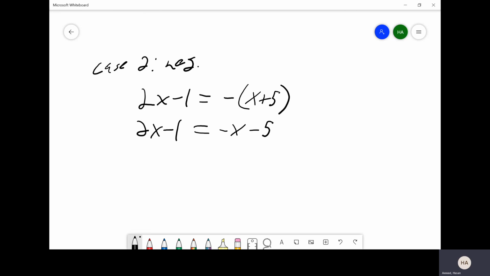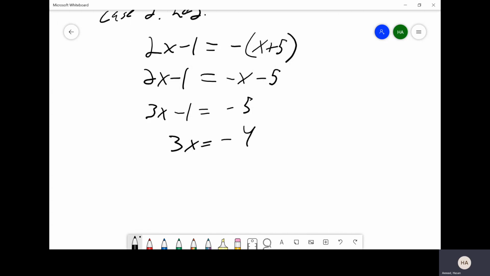And now, once again, we go through the same process of isolating our variables. So because we have a negative x on one side, I'm going to add that to the other. So we add x to both sides. We get 3x over here minus 1 is equal to negative 5. And then adding 1 to both sides, we get 3x is equal to negative 4. And last but not least, we have to divide both sides by 3, right? Because we have to undo the multiplication. So we get x is equal to negative 4/3.